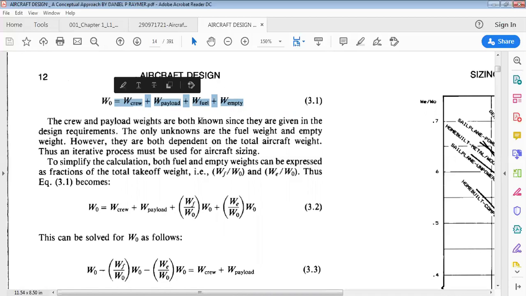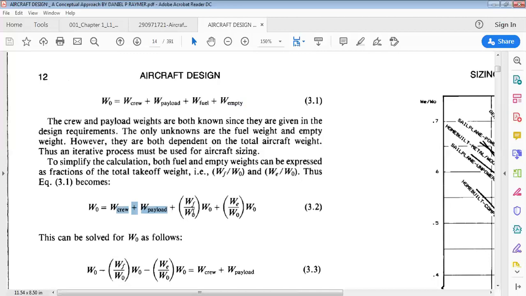So when I look here, the crew and payload will not change, because we have to carry the people. We cannot make them get off whenever they are on board. Correct. So therefore, crew weight and payload weight will be constant. See here, crew weight and payload weight will be constant. Only the fuel weight and empty weight will be changing.